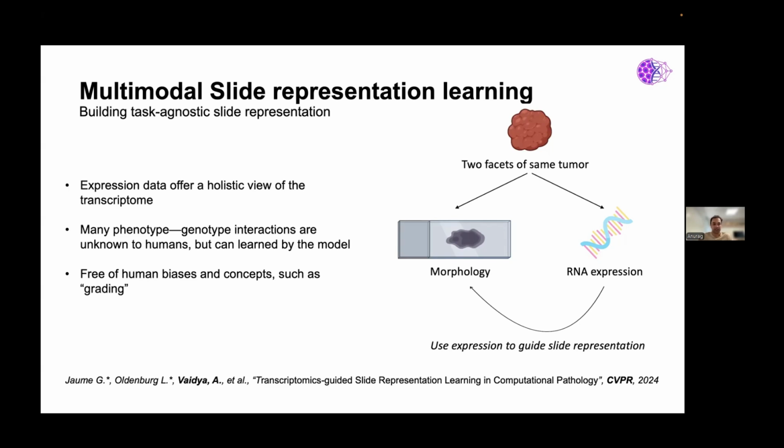with the RNA expression. However, the core principle behind this is that it is free from any human biases and concepts such as grading. We have created these concepts to bucket patients by what we think is important. However, the transcriptome and the genome are the true underlying representations. So why don't we try and use those to guide our representations?